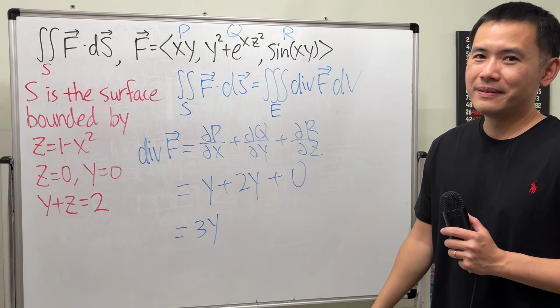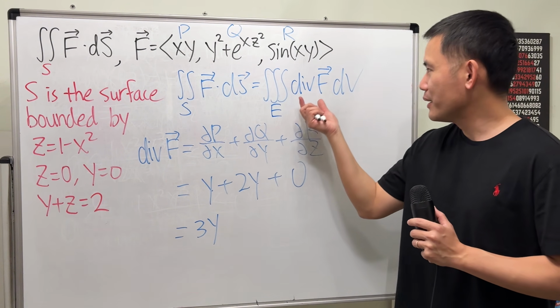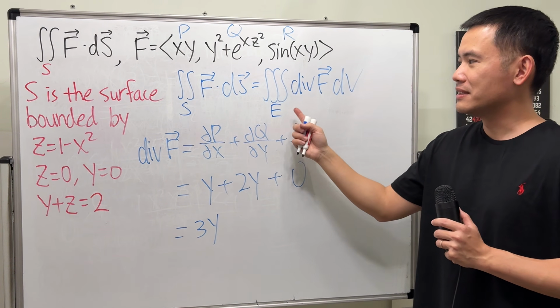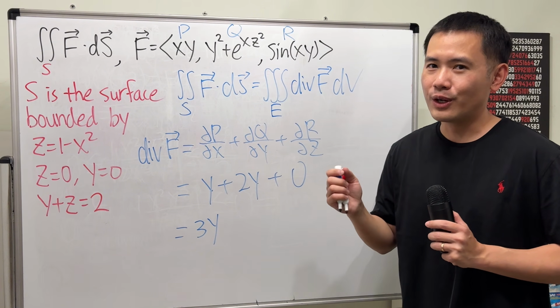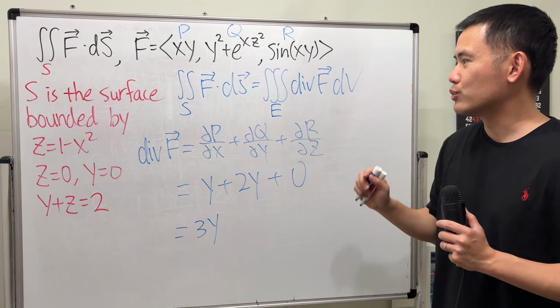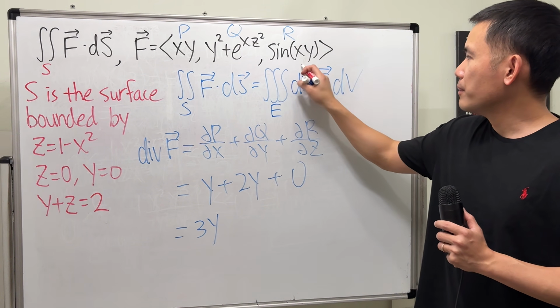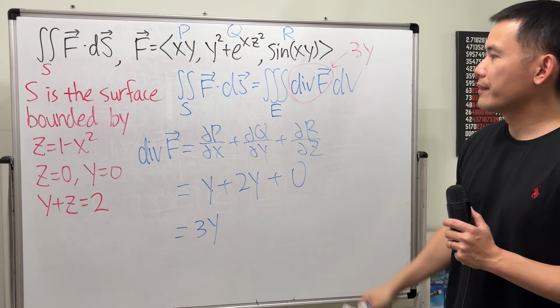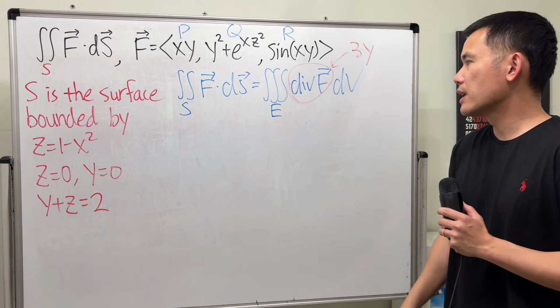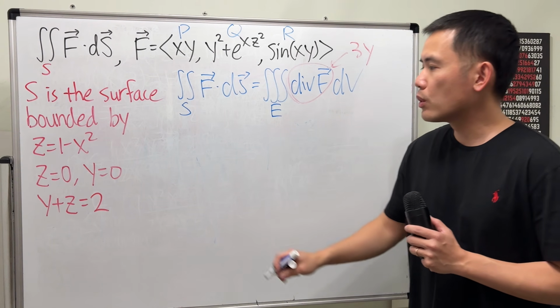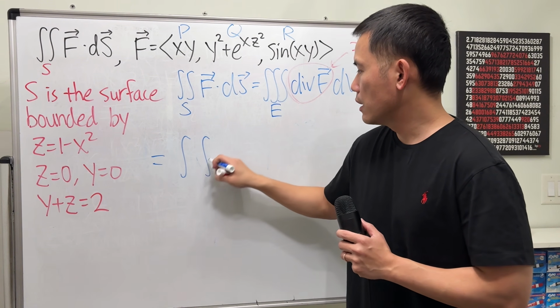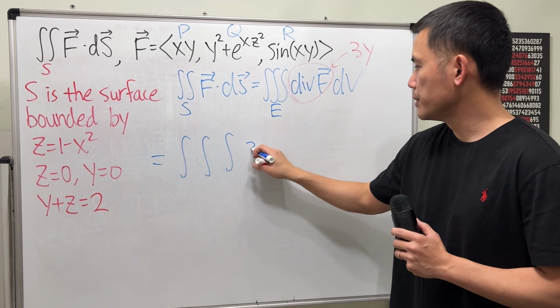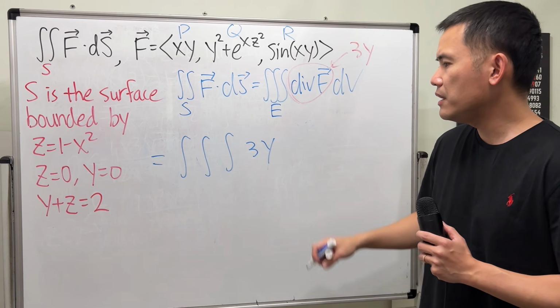How nice is that? So our integrand here is much better, but of course this is still a triple integral, so we have to know how to set up this boundary really well. Now let me just write this down right here real quick. This is going to be 3y. So now let's go ahead and figure out the bounds for this triple integral. And here it's just going to be 3y, and then we have dV.